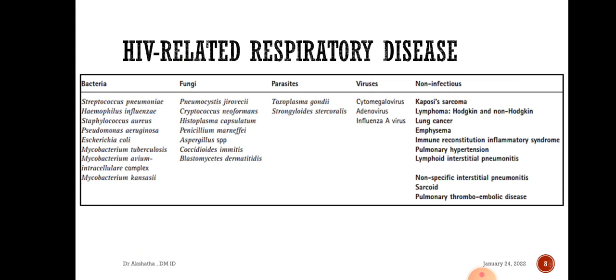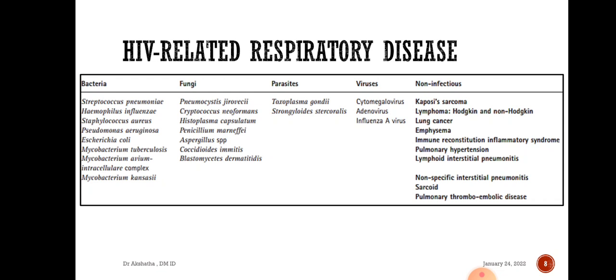In HIV, bacteria as per community acquired pneumonia, all of the community acquired pneumonia organisms can present, like Streptococcus pneumoniae, Haemophilus influenzae, staph, etc. Apart from that, MAC or NTM is also more common in HIV. Fungi, first and foremost is PCP, Cryptococcus neoformans, Histoplasma, Aspergillus, and other dimorphic fungi like Coccidioides immitis, Blastomyces dermatitidis, etc. Parasites can also present with respiratory disease, that is Toxoplasma and Strongyloides stercoralis.